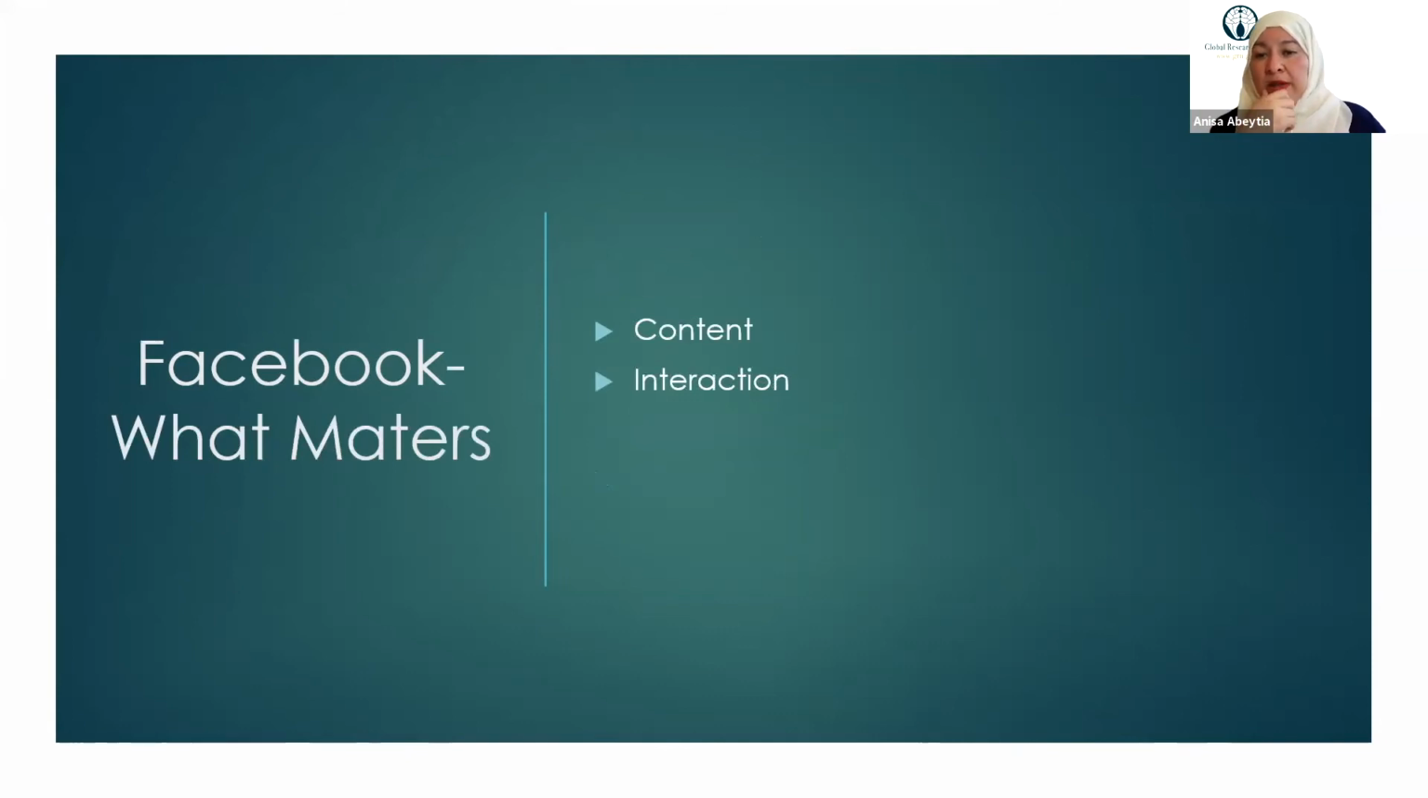So on Facebook, what matters? What's going to generate that algorithm to start getting your content out there to people? One is the type of content you're sharing, and interaction. The more you interact with someone, the more your content is going to show up on their wall. So if there's a particular set of people that you want your content on their wall all the time, make sure that you're liking and interacting with them.